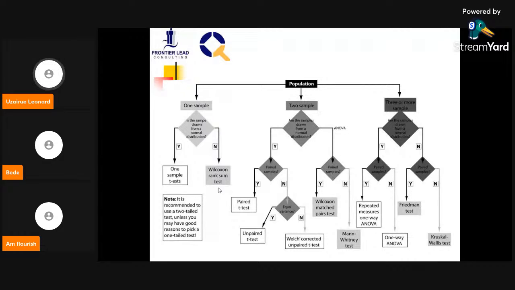Now, if they are not normally distributed, then you also ask yourself, are they paired? Then if they are paired, you run what we refer to as the Friedman test, which is an example of non-parametric. Then if they are not paired, you run what we refer to as the Kruskal-Wallis test. So those are the kinds of tests that you can run.